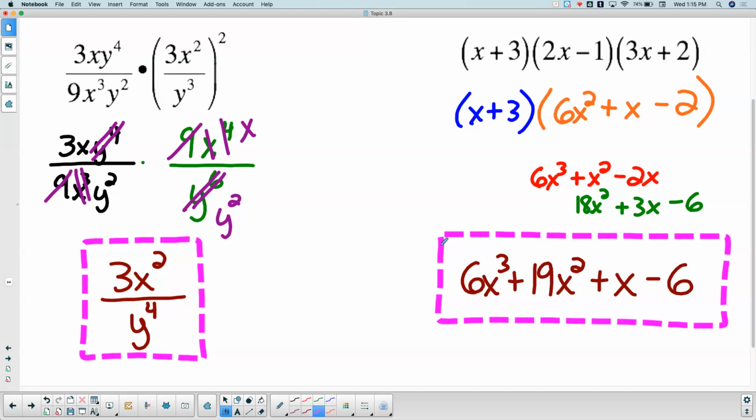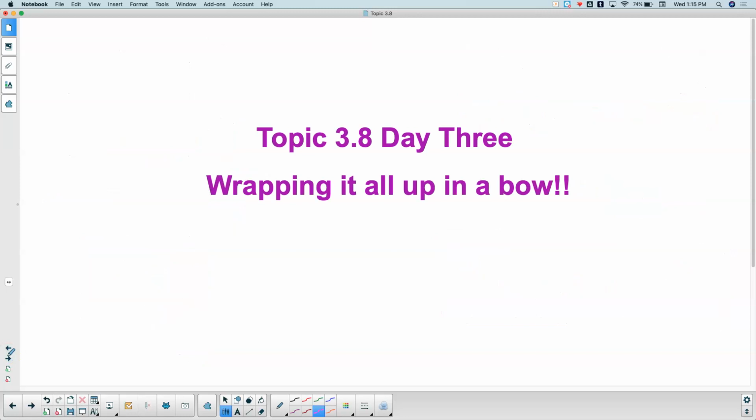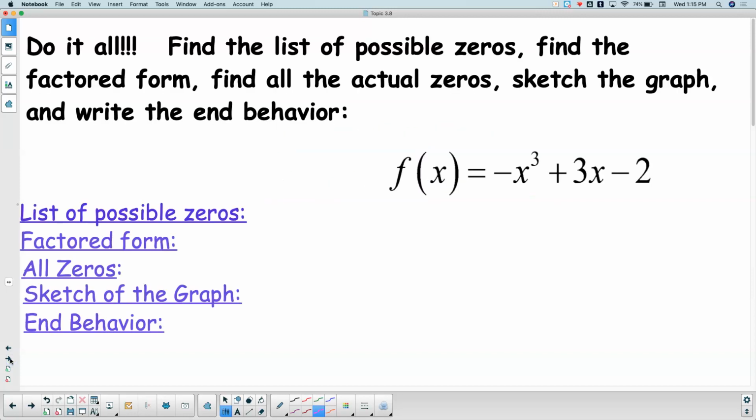So today what I'd like to do is I'd kind of like to wrap everything all up in a nice tidy little bow. Okay? Alright, so I'm going to give you a problem. In this case it's going to be negative x cubed plus 3x minus 2. And I want you to do everything that you can with that problem from this chapter.